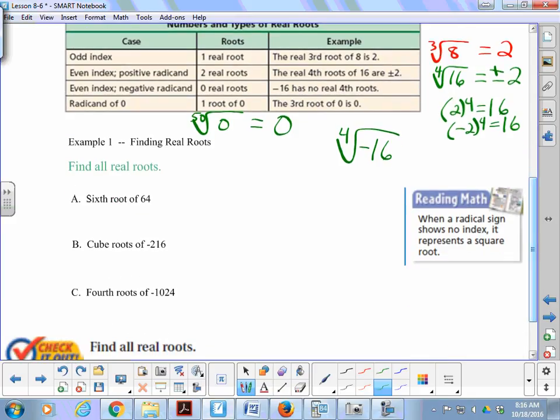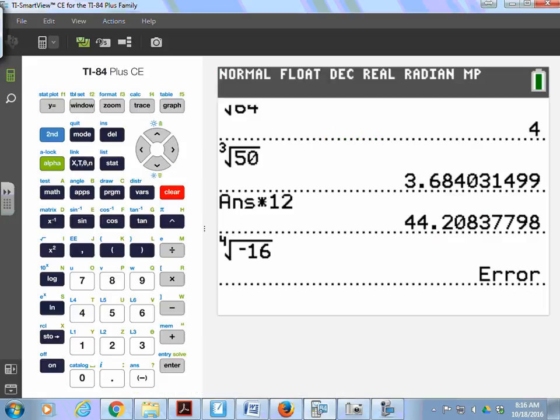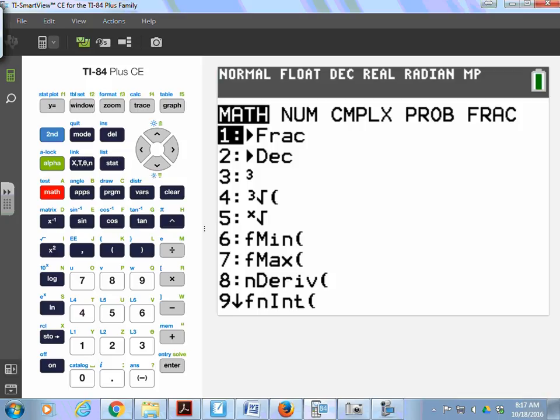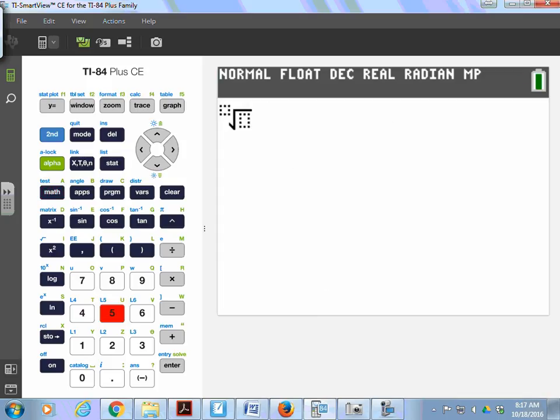All right, so finding real roots then. It says the sixth root of 64. So 6 is my index, and I want to know what is the sixth root of 64. Well, we just did x squared, x cubed, x to the fourth, x to the fifth. We didn't do x to the sixth. We could do that, or we can just stick this in our calculator, go to our math, number 5, and the sixth root of 64 is 2.